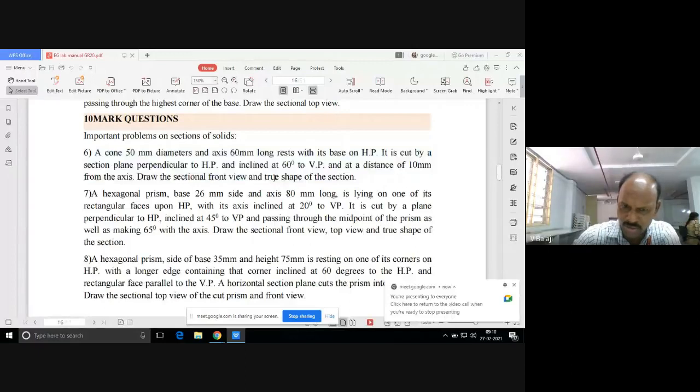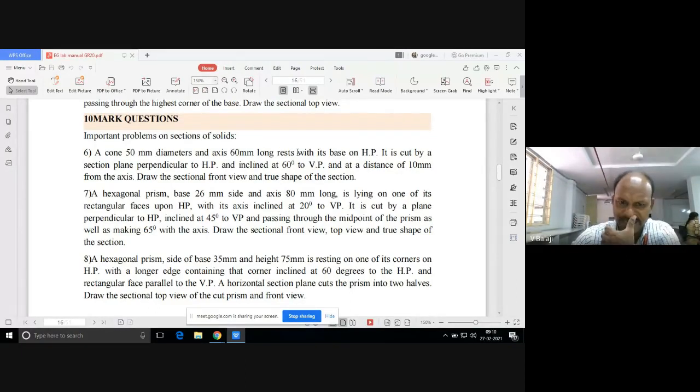More importantly, the true shape of the section. This we didn't draw till now. We have drawn only the sectional front view or sectional top view, because the cutting line is parallel to reference line XY. Till now that is what we have done. But here, if you see this problem, the cutting plane is making 60 degrees to VP.